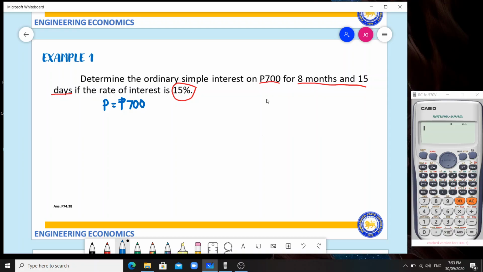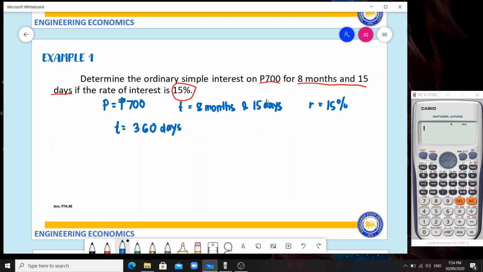And then, ang time natin is 8 months and 15 days. Okay. And then, the rate of interest natin ay 15%. So, ang hinahanap naman is ordinary interest. So, ang baseline natin ay meron tayo dapat 360 days a year. Okay.